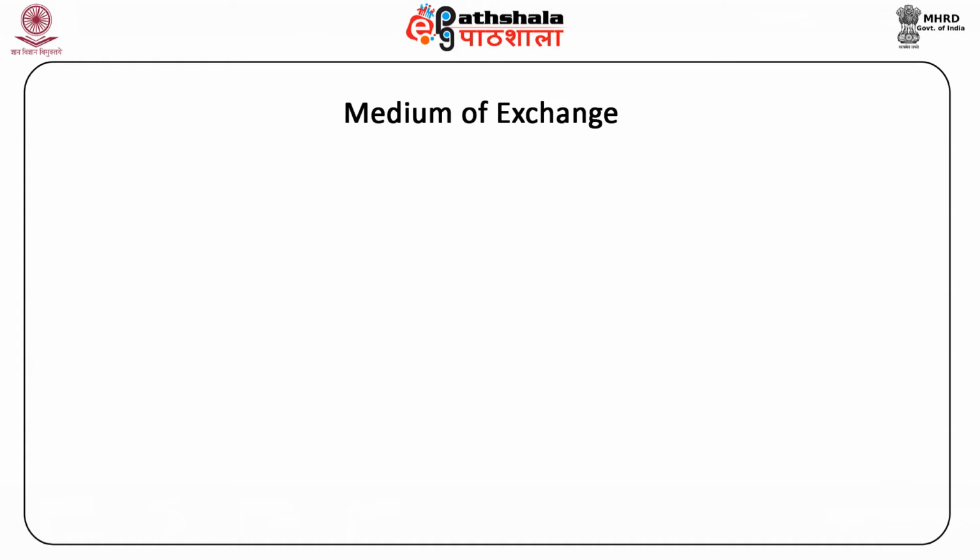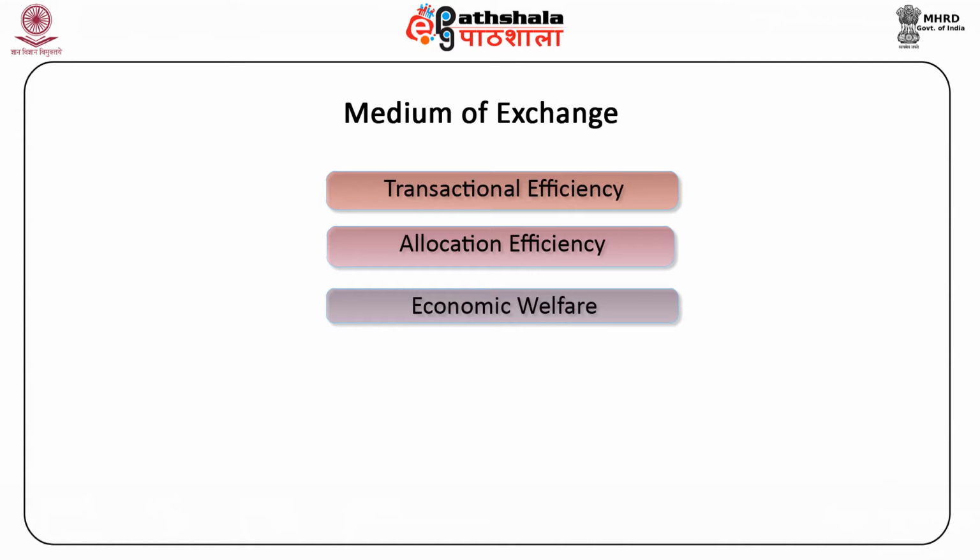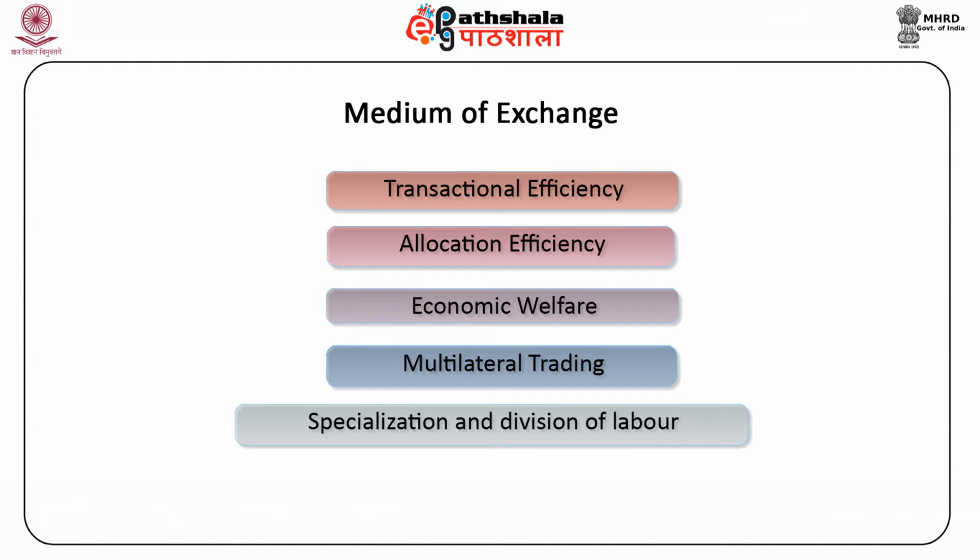Let us now analyze money as a medium of exchange. People save time and energy to buy according to their preferences, leading to transactional efficiency. They get the best bargain or terms in trade, leading to allocational efficiency. They can buy whatever they want, giving them options, thus promoting economic welfare. Every person can sell his goods or services in exchange for money, leading to multilateral trading and specialization and division of labor. The use of money enhances competition, reduces the time and costs associated with the exchange.